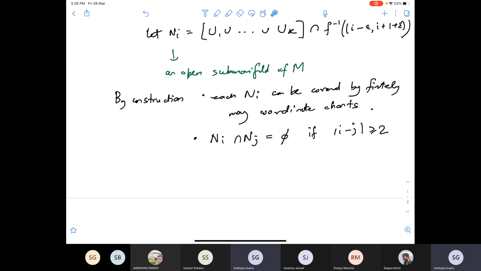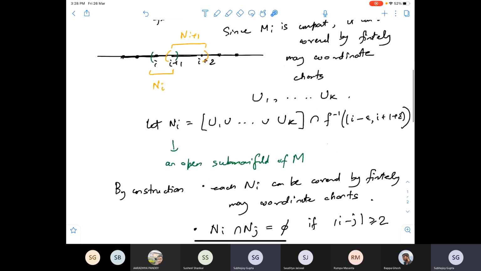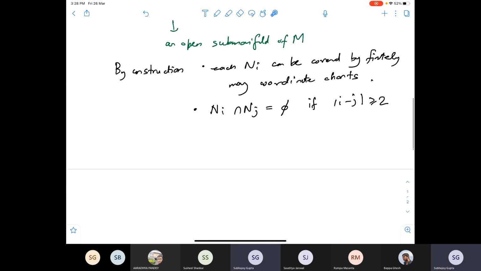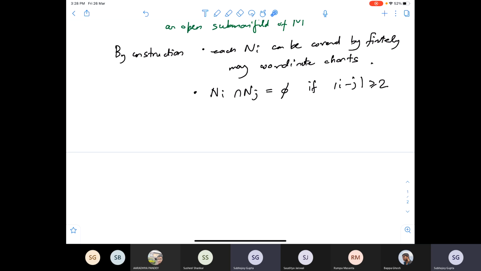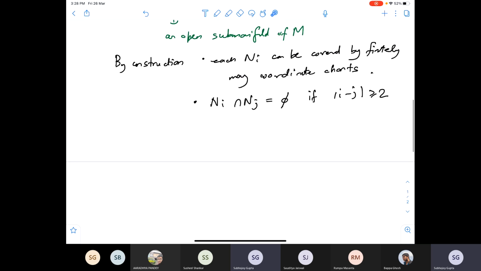Okay, so from this bigger non-compact manifold, we've got this collection of open sets, these submanifolds. Each of these is covered by finitely many coordinate charts, and they don't overlap too much. They're somehow locally finite, if you like. And so we can use our previous arguments now.